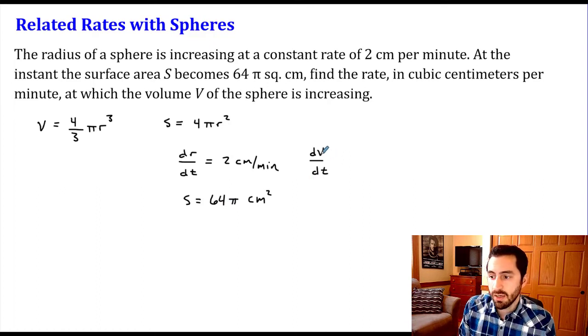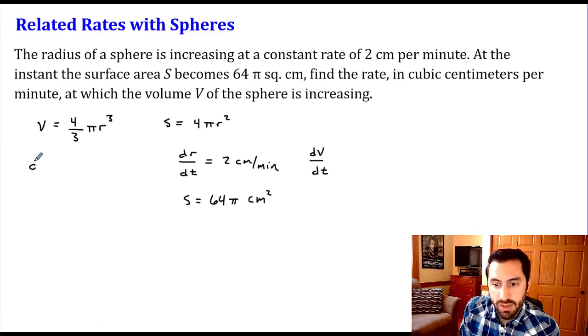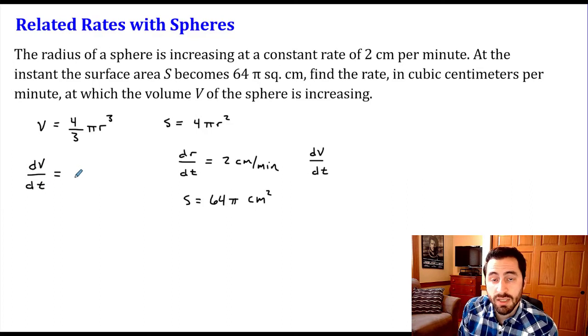Because I want to solve for the rate of change of the volume, I'm going to go back to my volume formula. Now I'm going to differentiate this with respect to time. So that's going to be dV over dt. And now taking the derivative of the right-hand side, we can just use the power rule. The 3 will come down out front. 3 times 4/3, the 3's simplify, so we just end up with 4 pi r squared. And this will be multiplied by the derivative of the radius with respect to time.